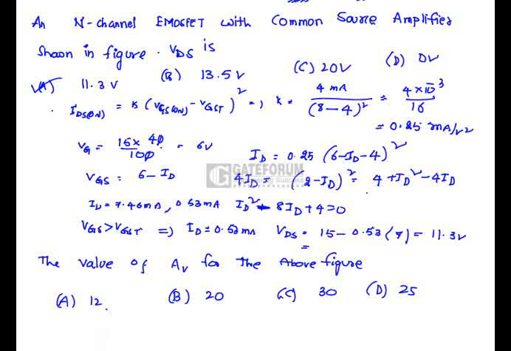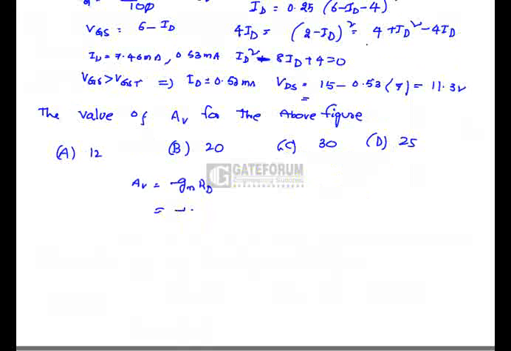Coming to the voltage gain calculation in part B. Voltage gain is nothing but minus GM RD, because in the AC case RS is going to be bypassed by CS, so RS is not going to influence the gain. So it is minus 2000 into 10 power minus 6 times RD, which is 6 into 10 power 3. So minus 2 into 6, which is minus 12. So option A is correct.